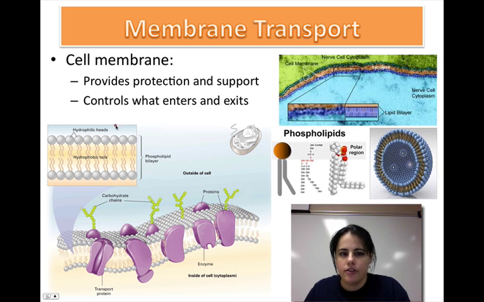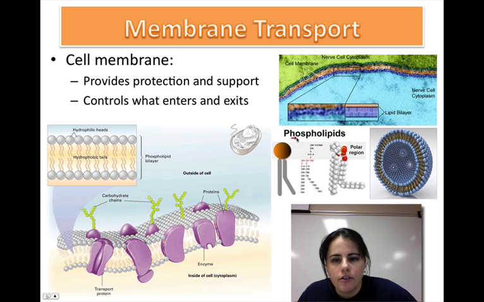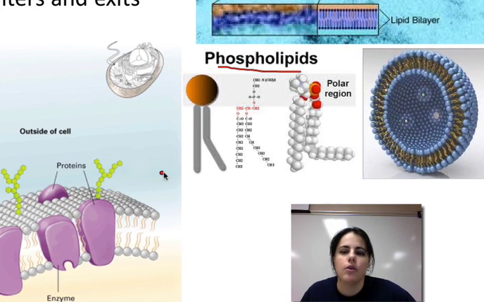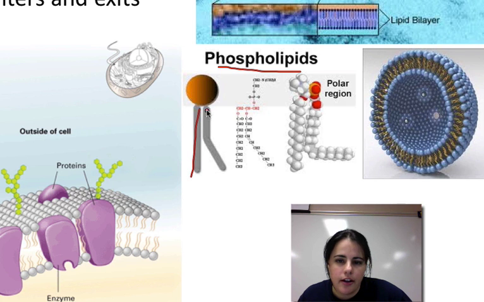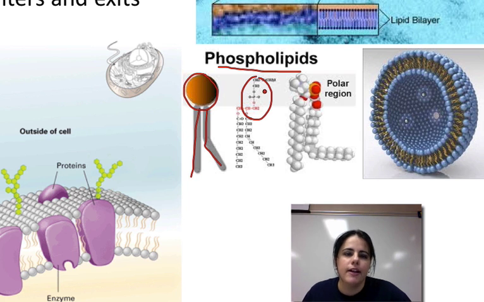The main function of the cell membrane is for support and protection because it controls anything that enters or exits the cell. If we do a quick review, the cell membrane is made out of these special lipids called phospholipids. A phospholipid has 2 fatty acid tails and has a glycerol, but instead of the third fatty acid like triglycerides, they actually have a phosphate group coming off one end, which makes it polar.